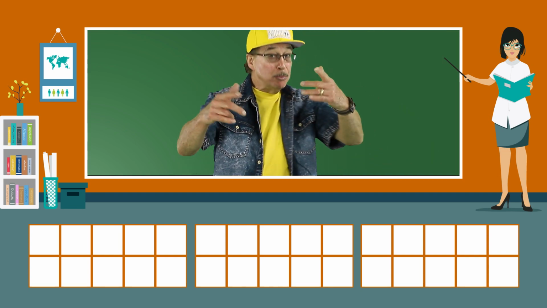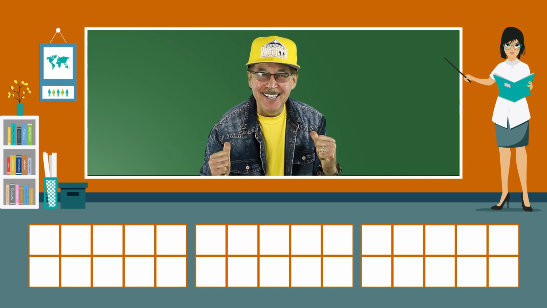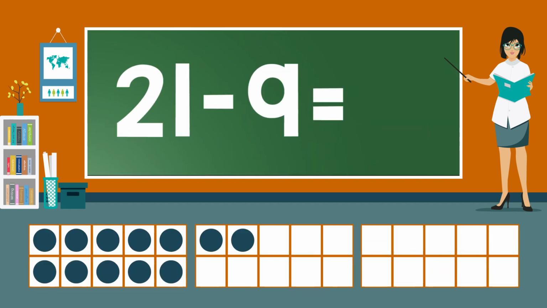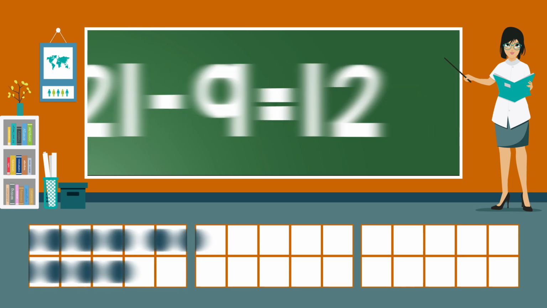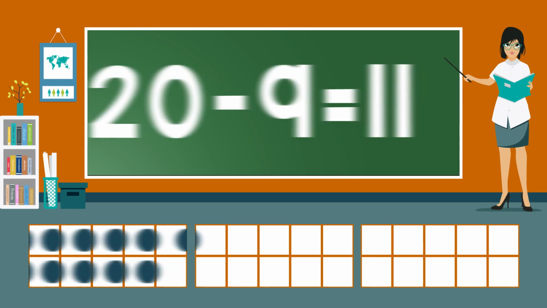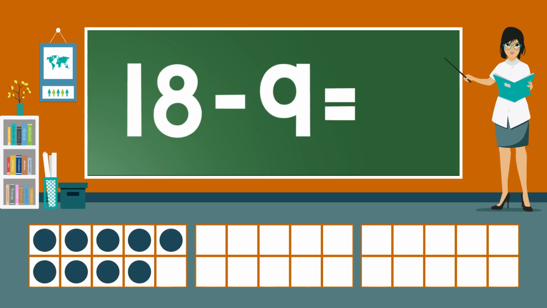Practice our subtraction facts. Now you answer before me. 21 minus 9 equals 12. 20 minus 9 equals 11. 19 minus 9 equals 10. 18 minus 9 equals 9.